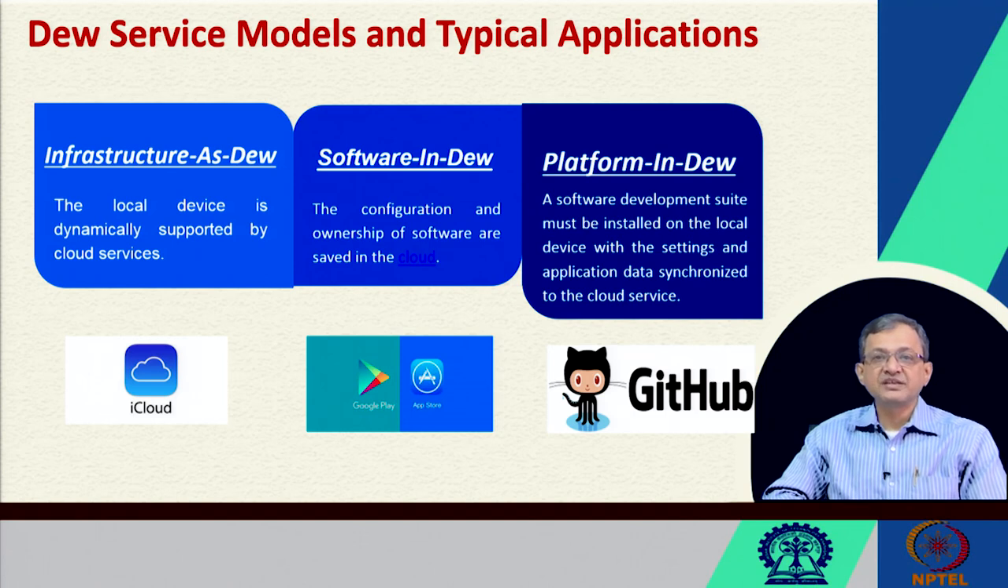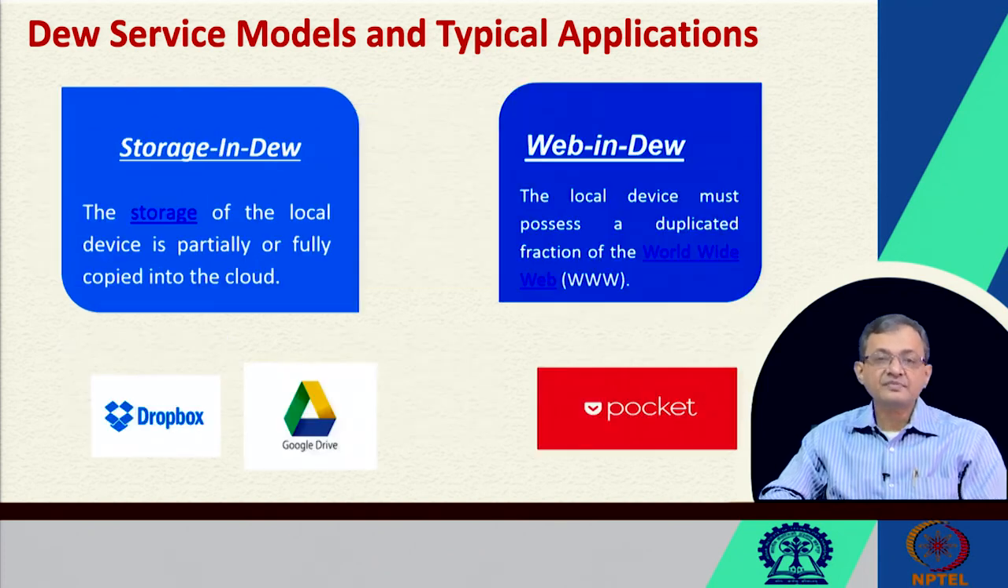Platform in dew, where a software development suite must be installed on the local device with the settings and application data synchronized to the cloud services. So, GitHub is one such example, which we are using. There are other service models like storage in dew, where storage of local devices is partially or fully copied to the cloud, right. So, Dropbox and Google Drive are some of the examples.